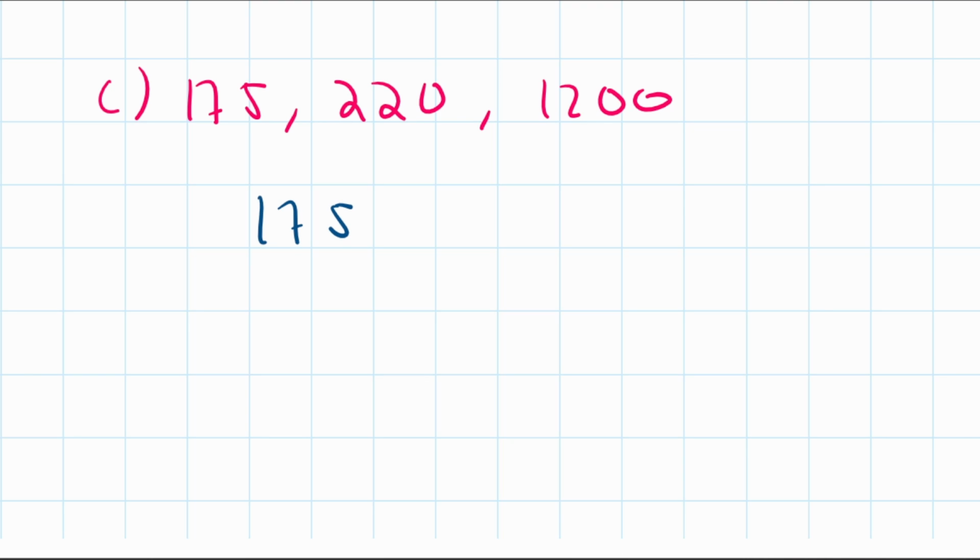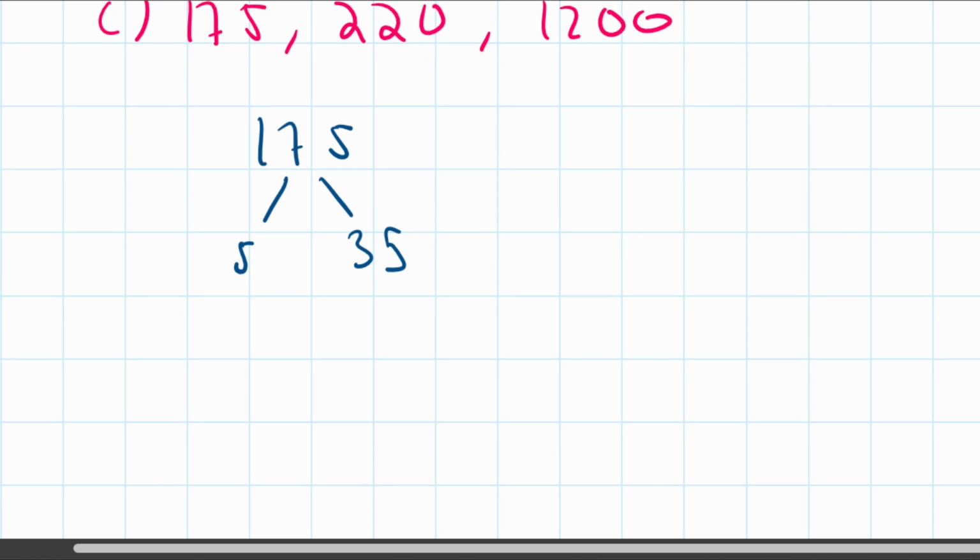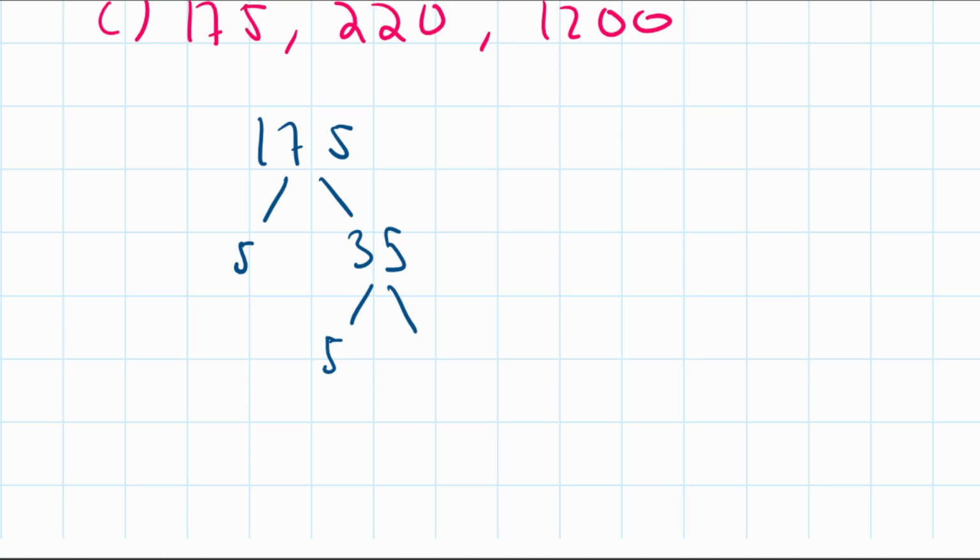So 175 broken down to its prime factors, I can see 5 would go into this, and 5 would go into this 35 times. And then we want to break down 35 further, so we can see 5 goes into this again. That goes in 7 times, and then we've got 3 prime numbers there. So that's 175 done. Then we can do 220 over here.